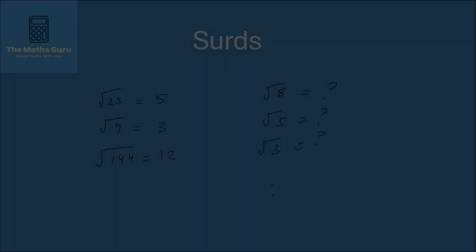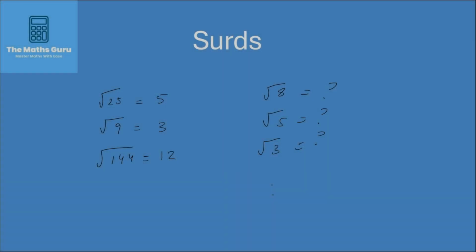A surd is a number being applied to a square root function which does not give us an integer. And what I mean by this is, if we look on the left hand side here, we have numbers being square rooted and they give integer numbers, integers being whole numbers. Root 25 is going to give us 5, root 9 is going to give us 3, root 144 is going to give us 12, these whole numbers.